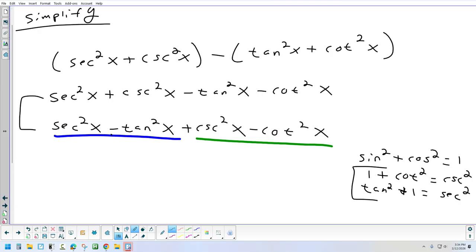What is secant squared minus tangent squared? One, yes. If you subtract tangent squared to the other side, it would say secant squared minus tangent squared equals 1. How about cosecant squared minus cotangent squared? That's also 1, because if you bring that to the other side, you get 1. So what's the final answer to that problem? 2. So that's one where all the trig cancels out, and you just end up with the number 2. That's the final answer.